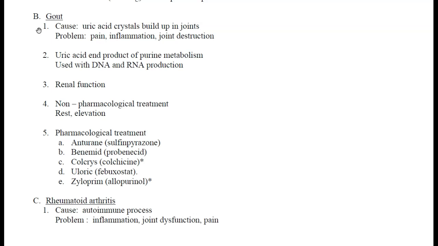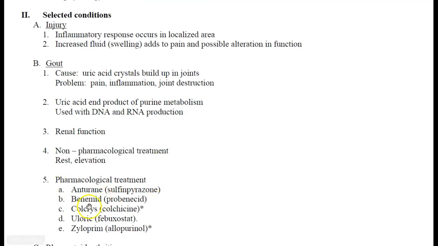There are non-pharmacological treatments, including avoiding foods that are high in purines, as well as resting and elevation of the affected area. However, sometimes when those methods don't work, we resort to pharmacological treatments. These are some pharmacological treatments for gout, and the ones that you have to remember are the ones with an asterisk. These are the prototypes.